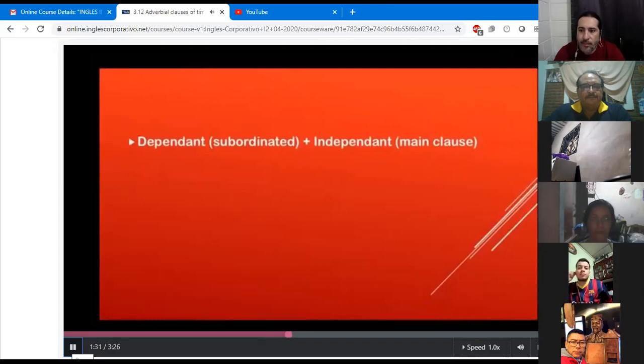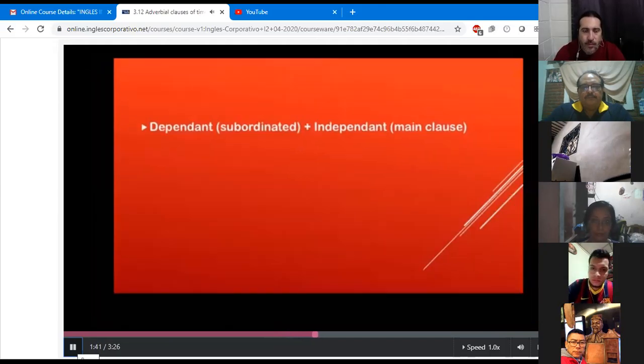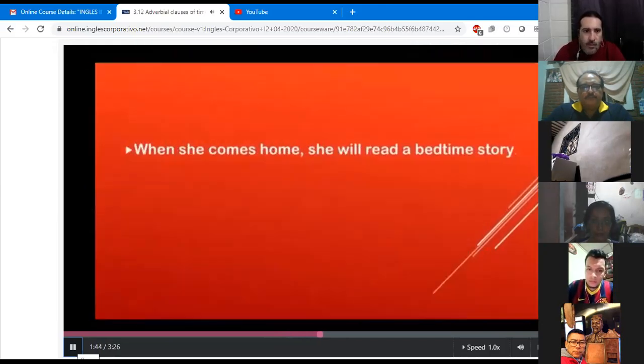As said in the intro video, an adverbial clause of time can't occur on its own because it makes no sense. It is not complete. We will take a look at some examples. Once you see them, you will know what we're talking about here. When she comes home, she will read a bedtime story.